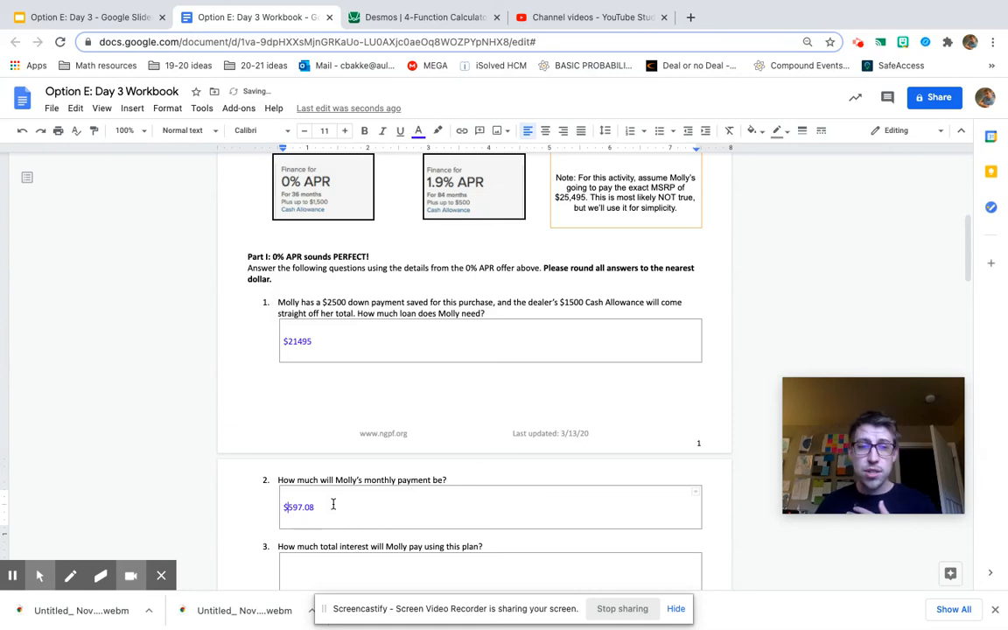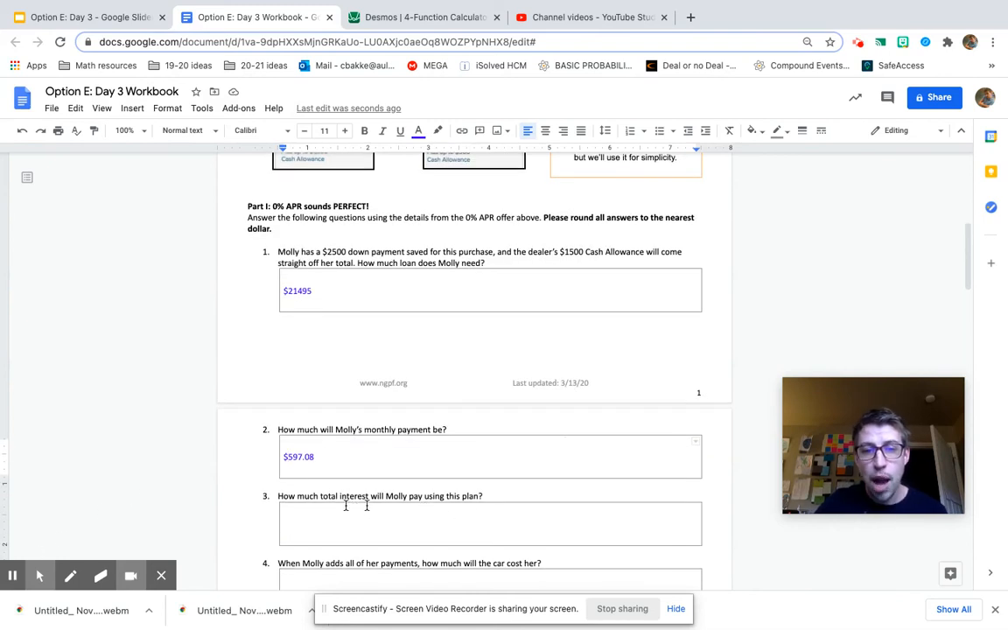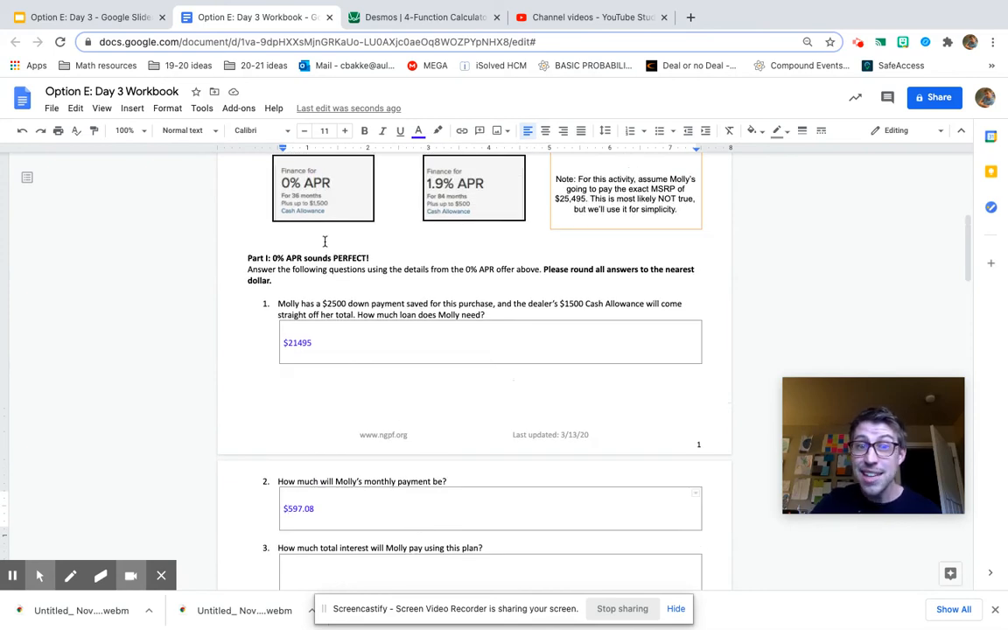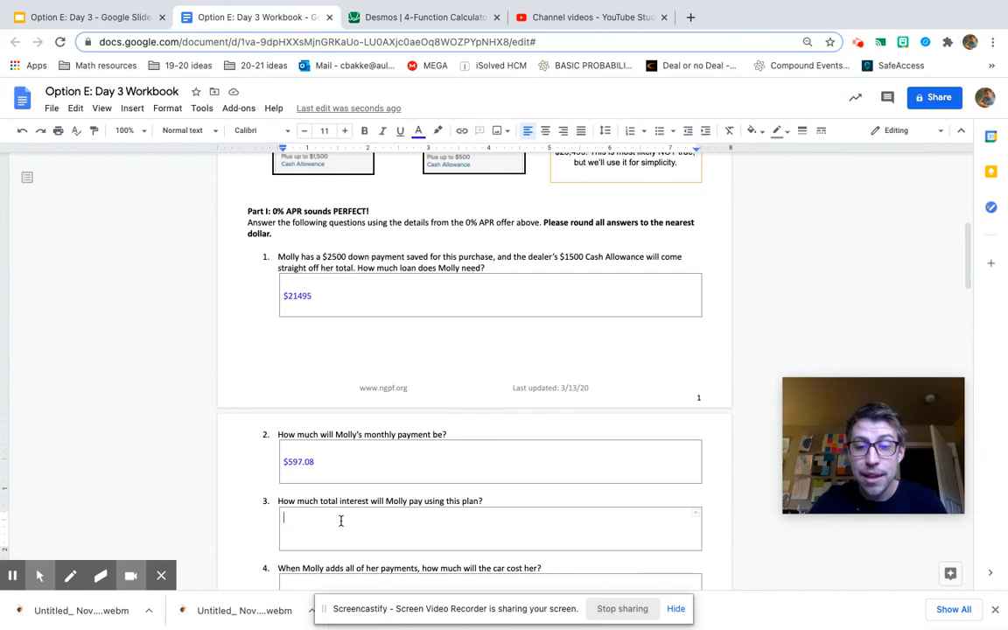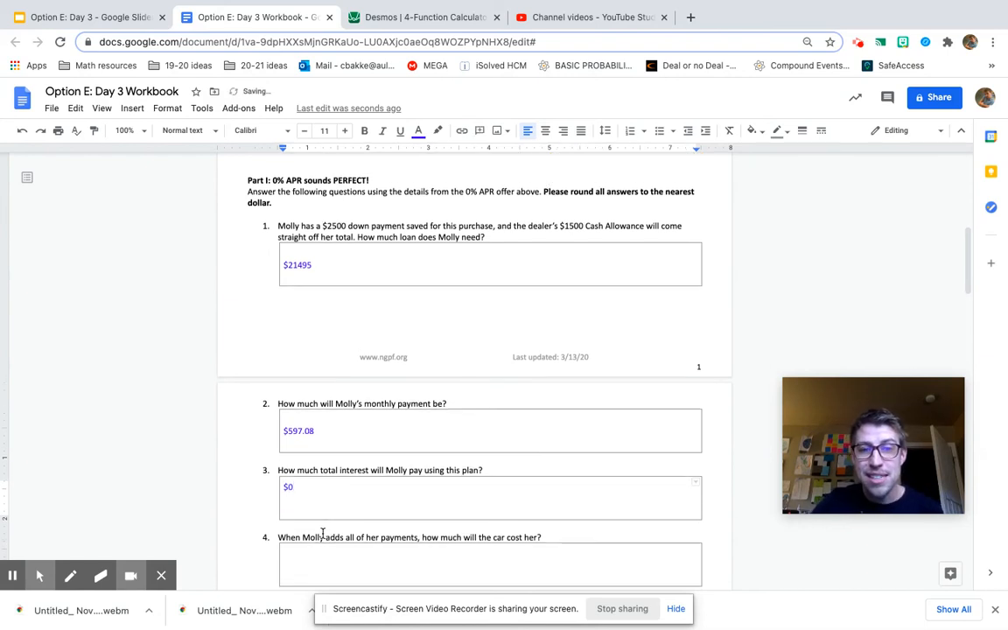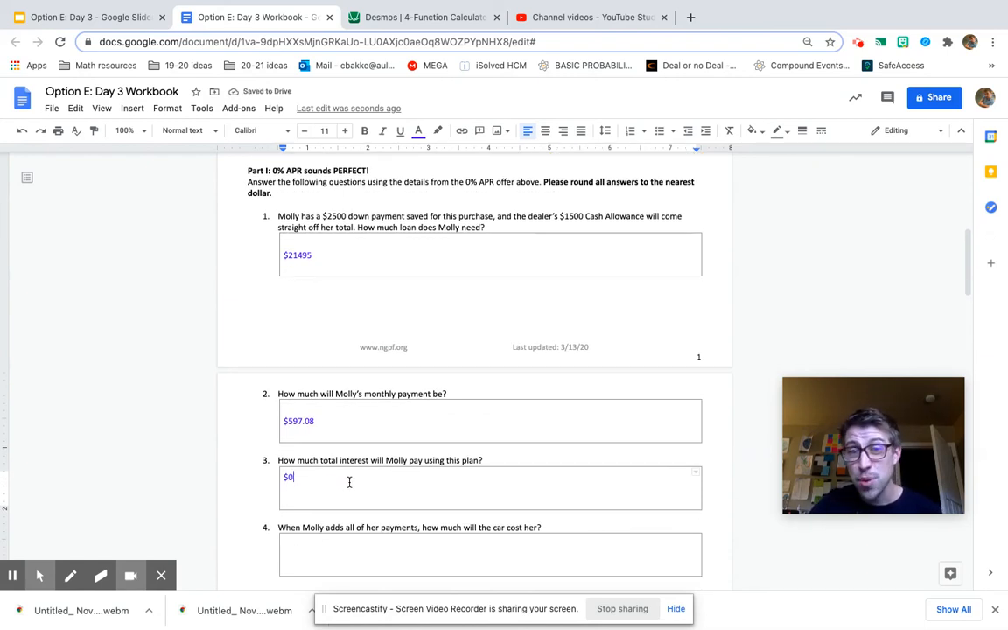For me as a teacher, I wouldn't be able to afford a $600 a month payment, even though how much total interest will Molly pay during this loan? Zero. It's 0% APR, which is epic. But even though you're saving money by paying zero interest, you might not be able to afford $600 a month in your budget. So when we add up all of the payments, how much will her car cost her?